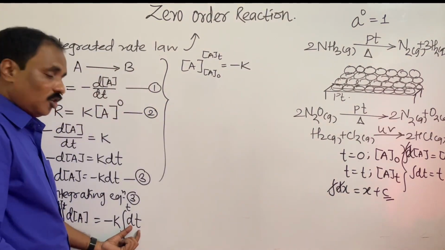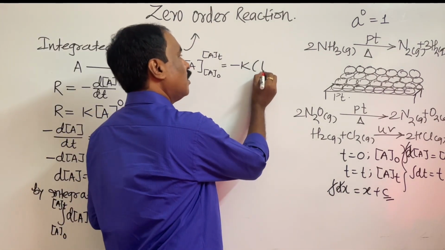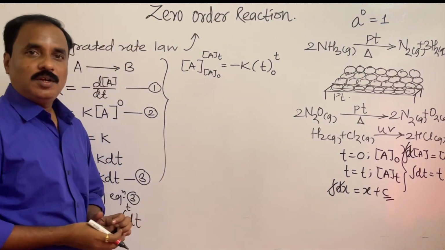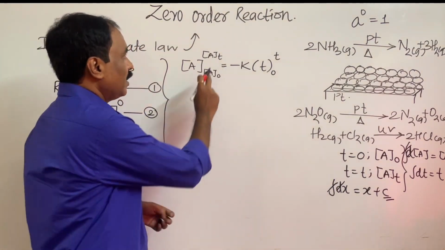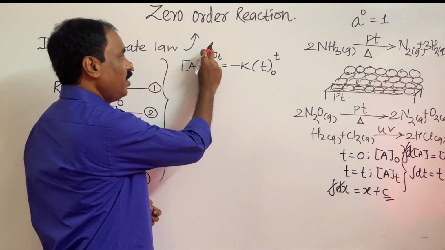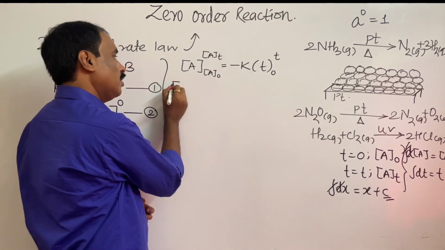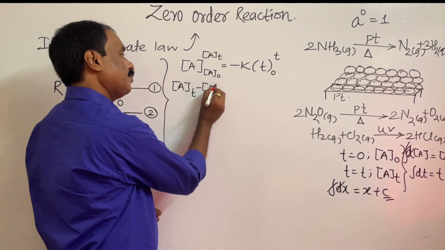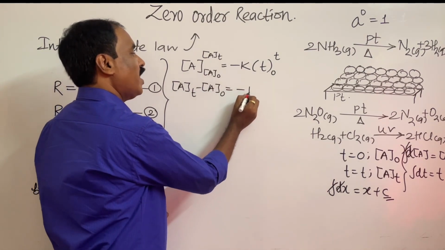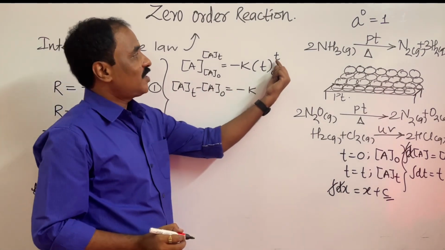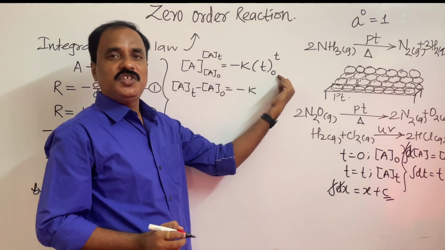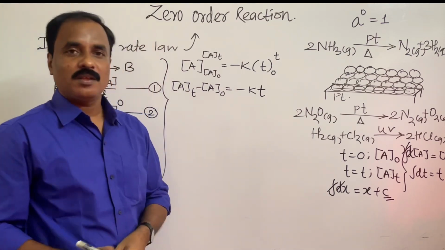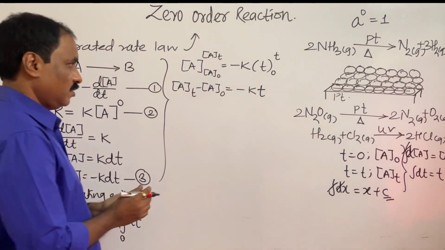Now what is integration of dt? It is t. Lower limit is 0, upper limit t. Now put these limits, upper limit minus lower limit, that is At minus A0 is equal to minus k. The upper limit is t and the lower limit is 0, so t minus 0 is just t. It is minus kt.